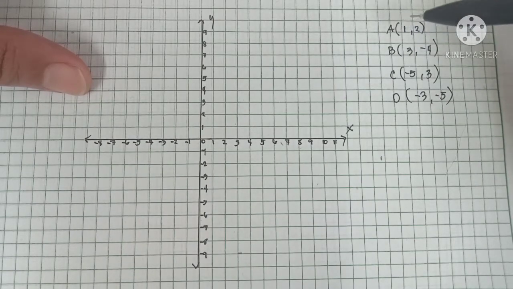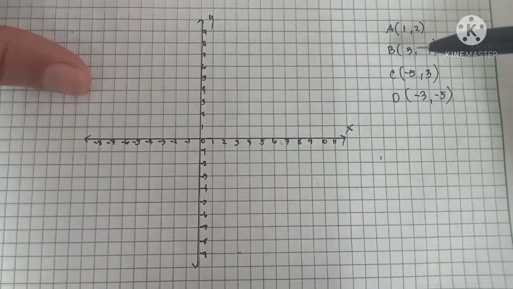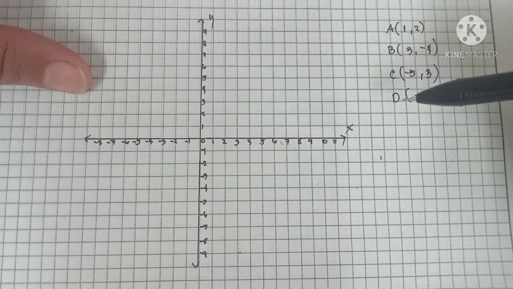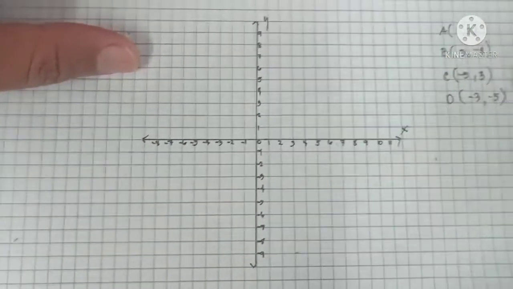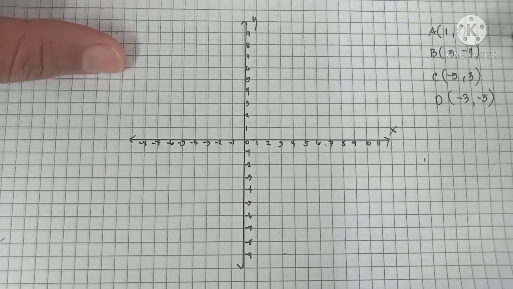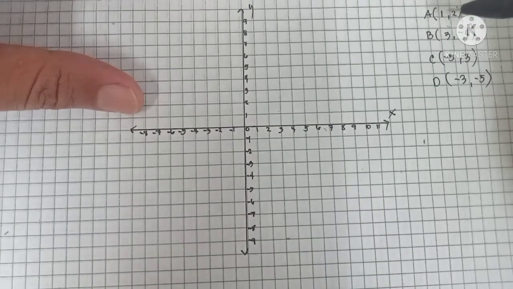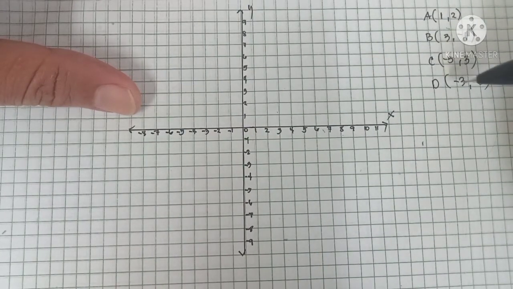Point A, we have 1, 2. Point B is 3, negative 4. Point C, negative 5, 3. And point D is negative 3, negative 5. So we are going to plot these points in our coordinate system. So again, A is 1, 2, B is 3, negative 4, C is negative 5, 3, D is negative 3, negative 5.